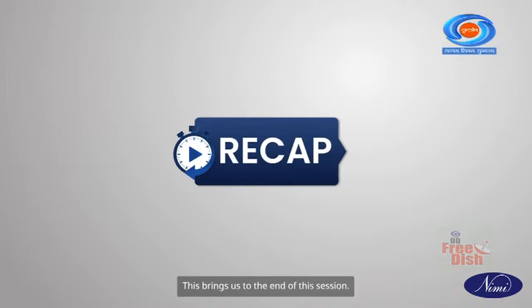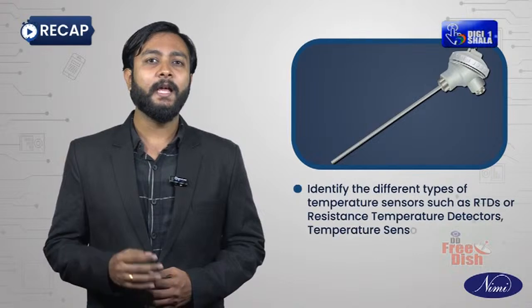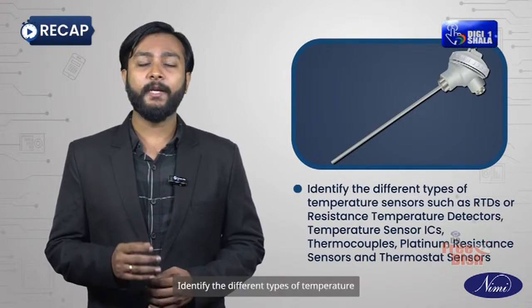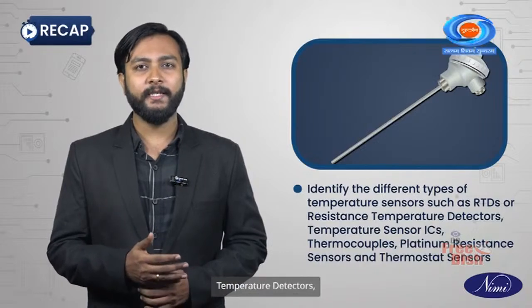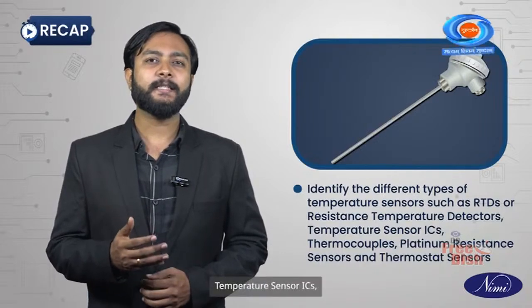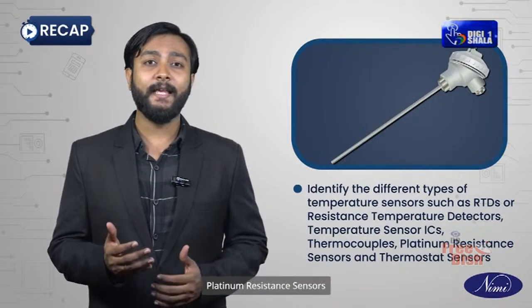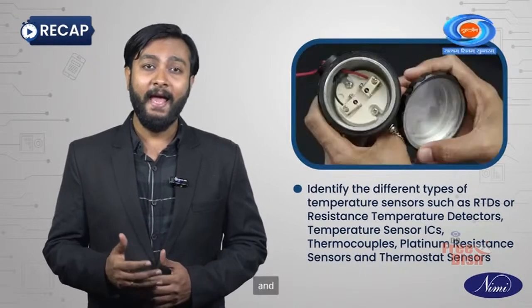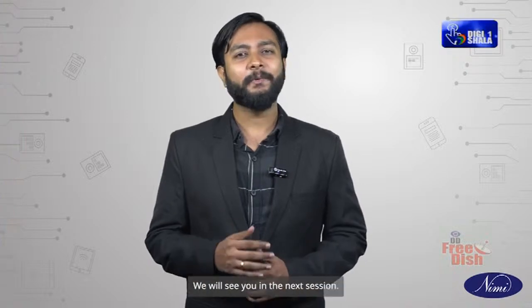This brings us to the end of this session. In this session, we have learned to identify the different types of temperature sensors such as RTDs or resistance temperature detectors, temperature sensor ICs, thermocouples, platinum resistance sensors and thermostat sensors, and identify the different parts of temperature sensors. Thank you for watching. We will see you in the next session.